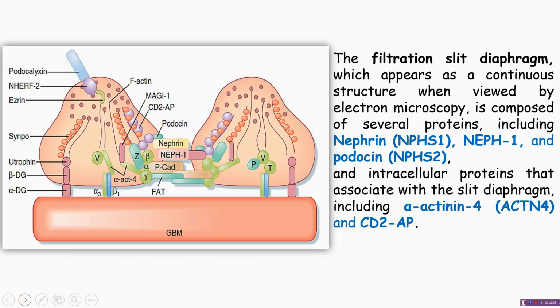Now the filtration barrier, or the filtration slit rather, is formed of different types of proteins like nephrin, NEPH1 and podocin, and there are also associated proteins like alpha-actinin 4 and CD2AP. Deficiency of some of these proteins, like nephrin, may cause congenital nephrotic syndrome. So these are important in modern science.